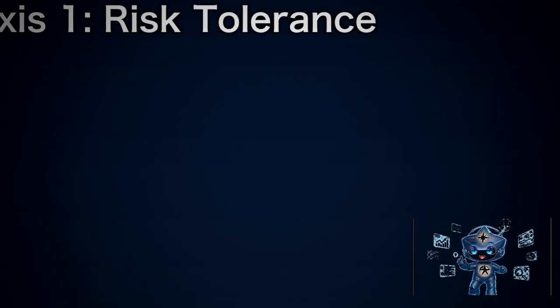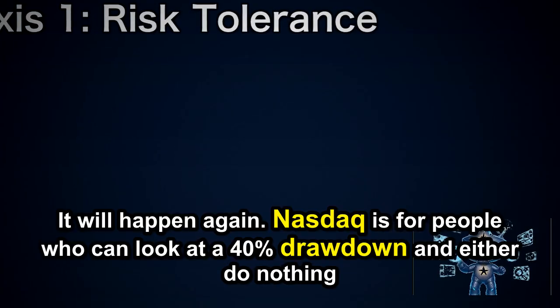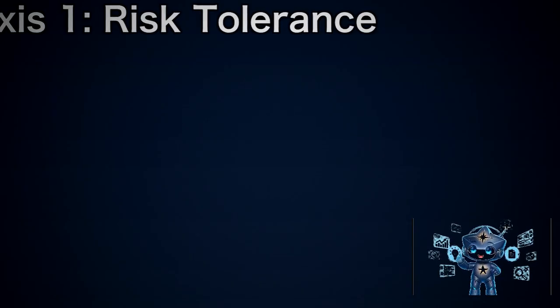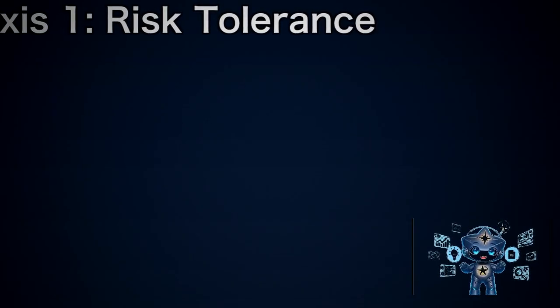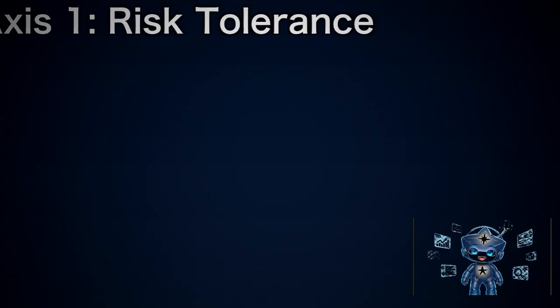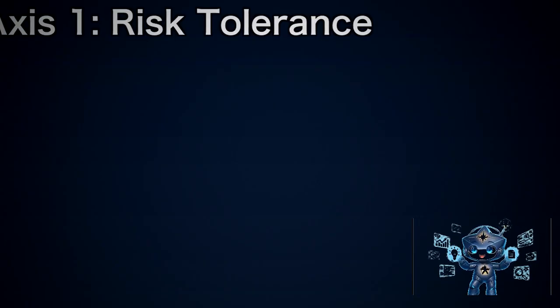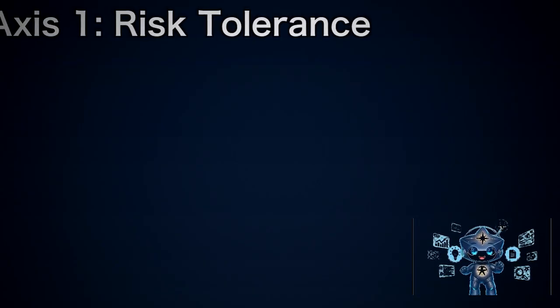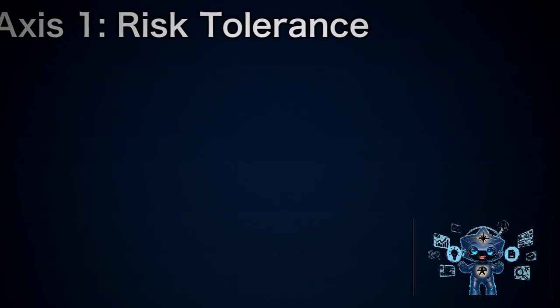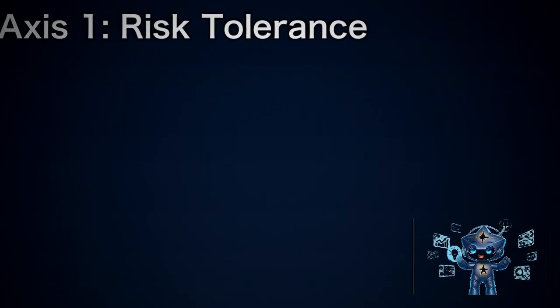It's happened before. It will happen again. Nasdaq is for people who can look at a 40% drawdown and either do nothing or buy more. If that sentence makes you uncomfortable, you're already leaning toward the S&P. Now the inverse. If you can genuinely handle volatility, meaning you have stable income, low debt, long time horizon, and psychological resilience, then the S&P's diversification is actually costing you. You're paying a risk reduction premium for protection you don't need. You're holding energy stocks and utilities when you could be compounding in cloud software and semiconductors.